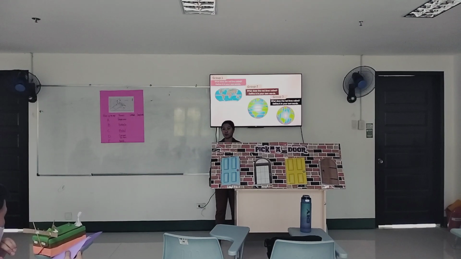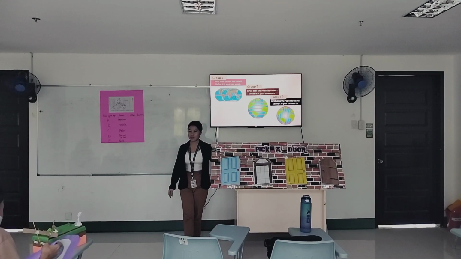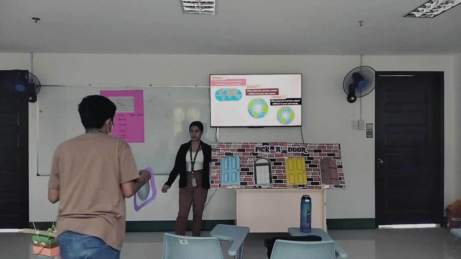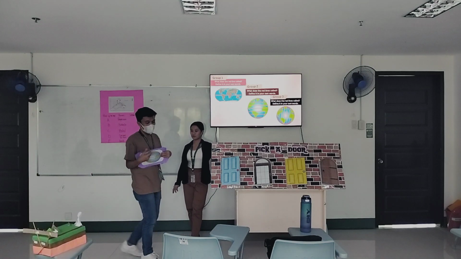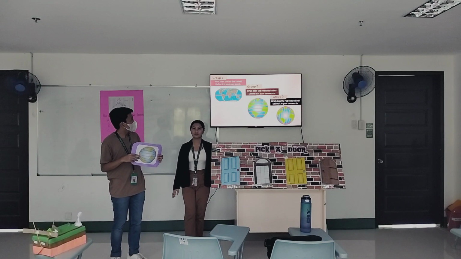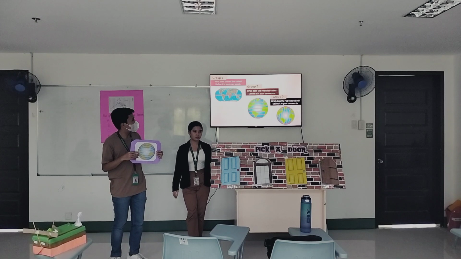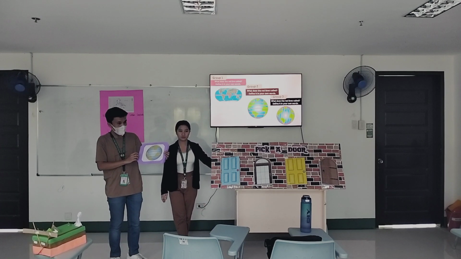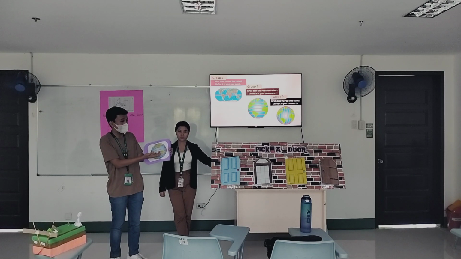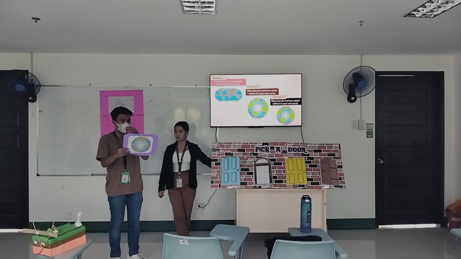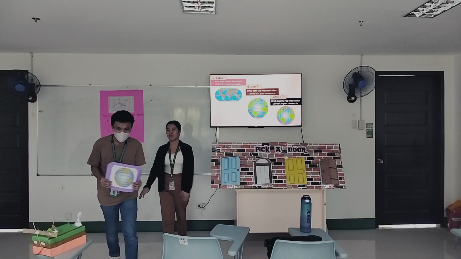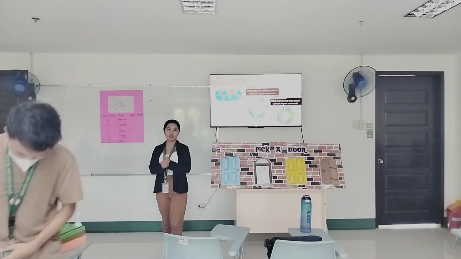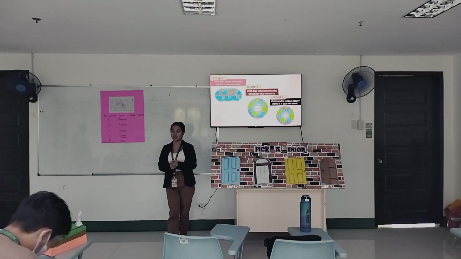So how about group two? Okay, sir. The question for group two is, what does the red line represent? Explain it in your own words. So actually, this is called a latitude. It's a horizontal line that measures the distance from the prime meridian to the west. Alright, very good. Thank you for that. Let's give them also three claps.